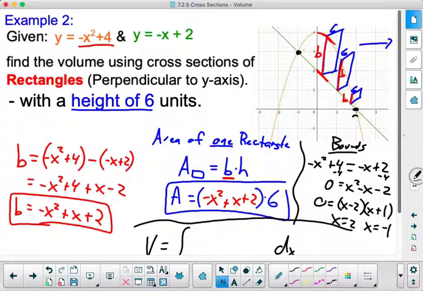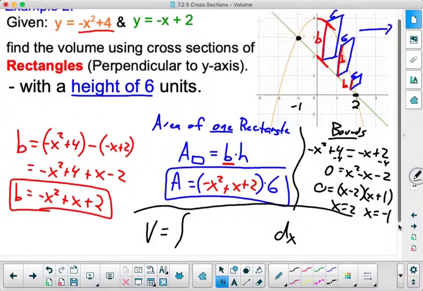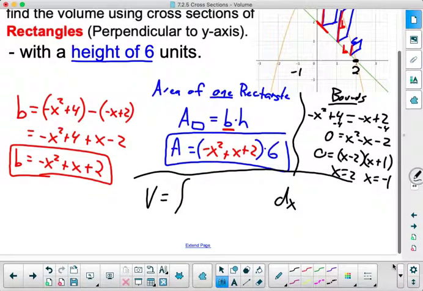And if you look carefully at my graph or your graph, you're going to find that that's where those two endpoints are. But you can always find that by setting your functions equal to each other. So our integral is going to go from negative 1 to 2 of 6 times (negative x squared plus x plus 2) dx. That's the area of my rectangle.